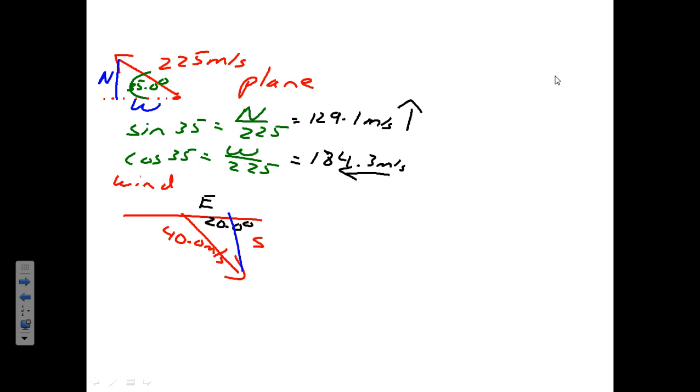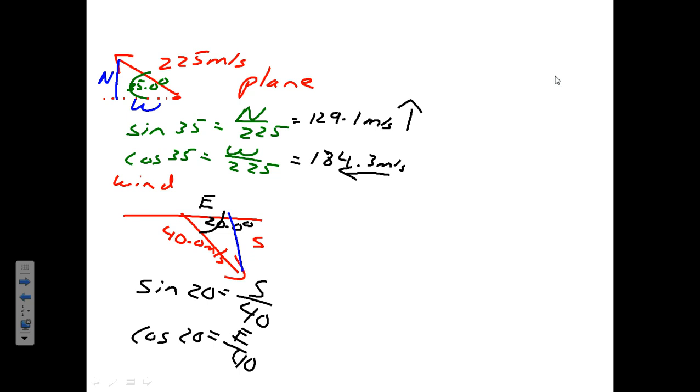And we come down to the bottom and we do the same basic kind of thing. Remember that this angle right here is the 20-degree angle. So to find that south component, we're going to use sine. And we're going to say the sine of 20 equals our opposite side over our hypotenuse. And to find the eastward component, we'll use cosine. Cosine of 20 equals east over 40.